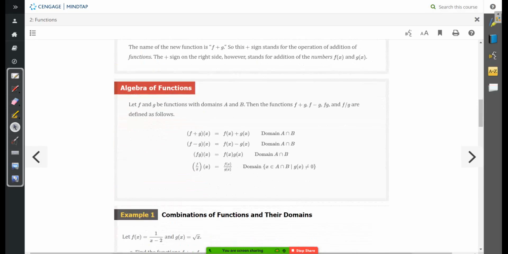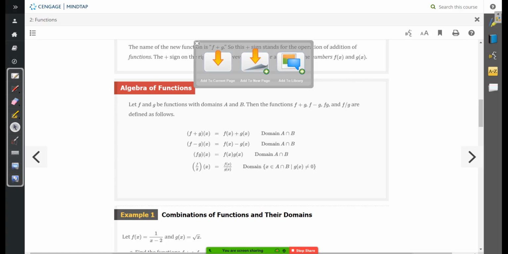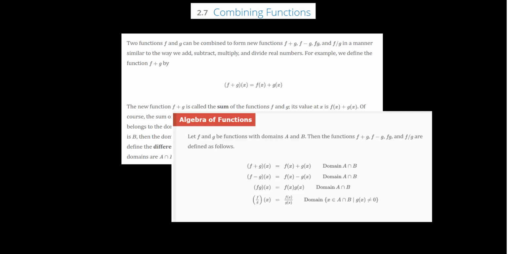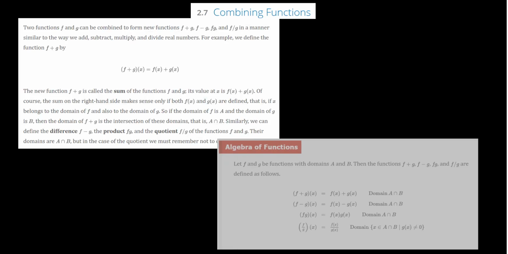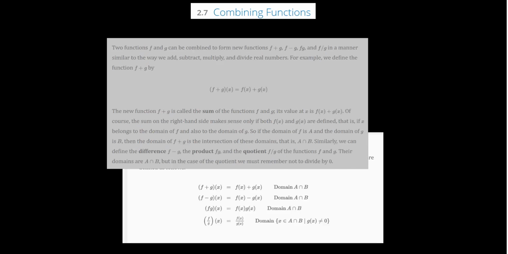And then we'll snip the algebra of functions. This is the meat of what we're talking about here. All right, we'll just put this on a new page.